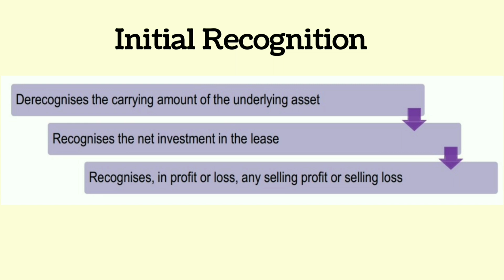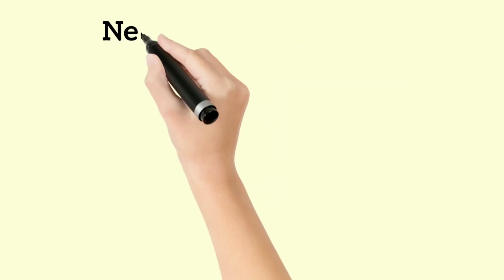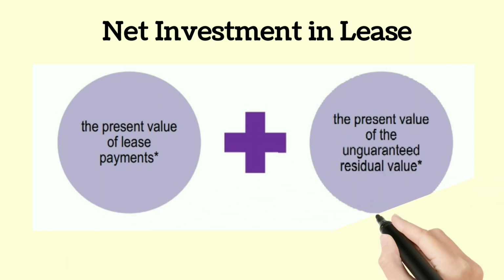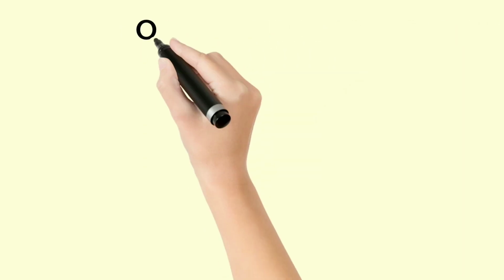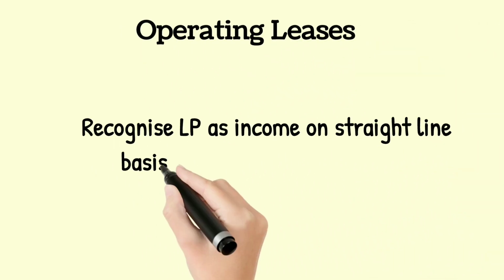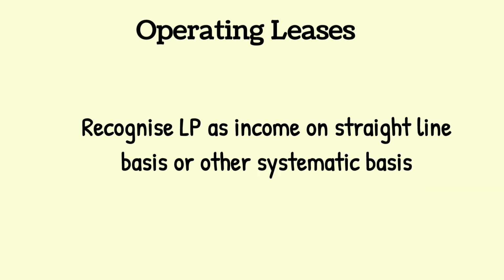This will have to be done at the commencement date, that is the date when the lessor makes available the asset to the lessee. Derecognition of the carrying amount of the underlying asset can be done easily, but for recognizing the net investment in lease, we need to calculate this amount. For this, we'll have to calculate the present value of lease payments along with the present value of unguaranteed residual value. If it is a case of operating lease, then the lessor will not have to recognize or derecognize anything.